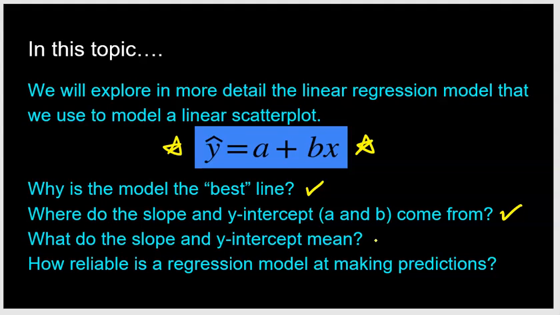And what do the slope and y-intercept mean? They're not just numbers. They actually have meaning in a real-world applicable problem, so we want to make sure we understand that. And then finally, we want to explore how reliable a regression model is at making predictions. If we're going to use a model to make predictions, we want to at least make sure we're using a reliable model that we could trust. All right, so let's dive into the first question. Why is the model the best line?